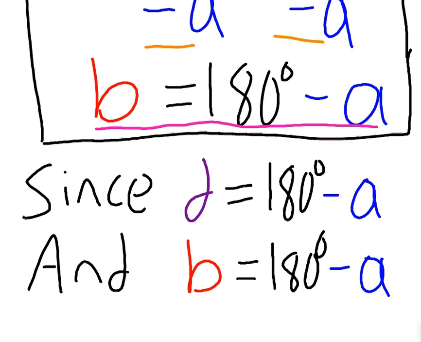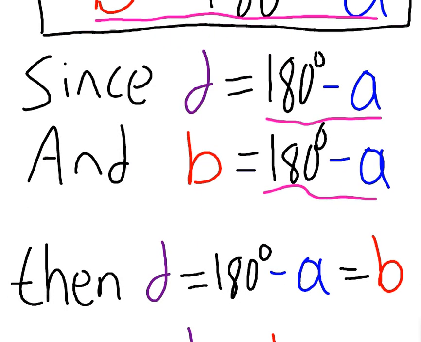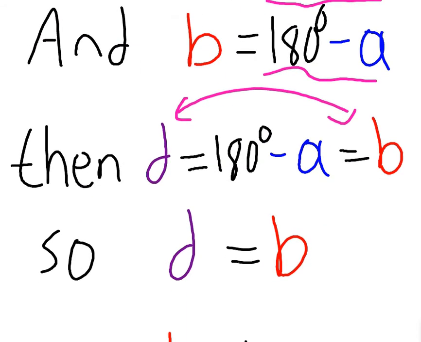All right, so since D is equal to 180 minus A, and B is equal to 180 minus A, we can use a similar argument like before. What's the name of that property? Transitive, thank you. So therefore, D must also be equal to B.